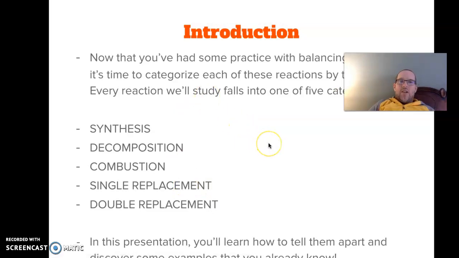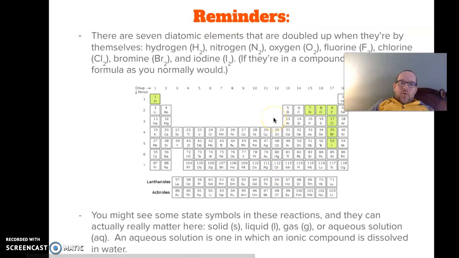Every reaction we're going to study falls into one of 5 categories: synthesis, decomposition, combustion, single replacement, or double replacement. And you're going to find that you already know a lot of examples of these reactions that you're going to be able to use in this class. Okay, so just before we get into the different types, here are some reminders.